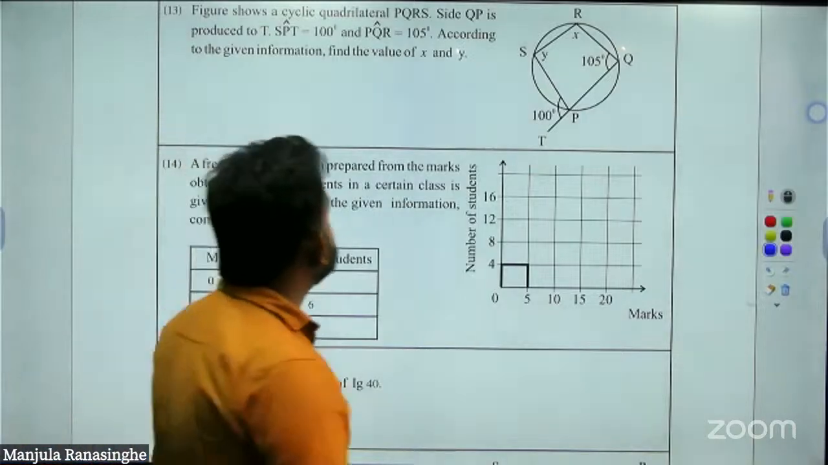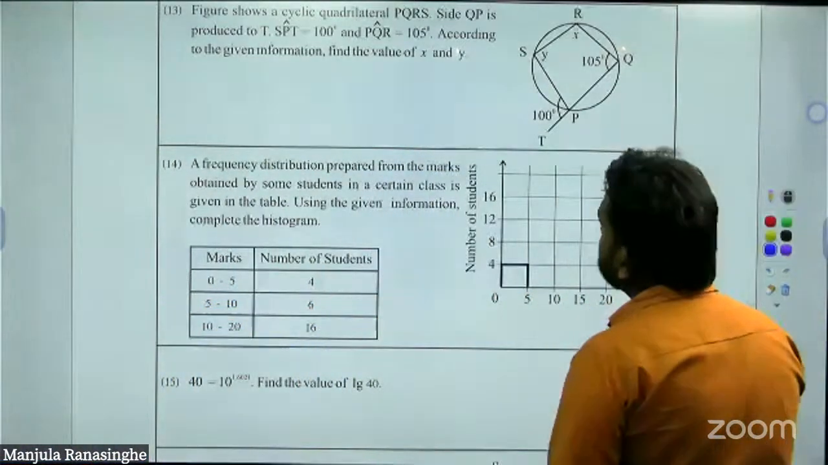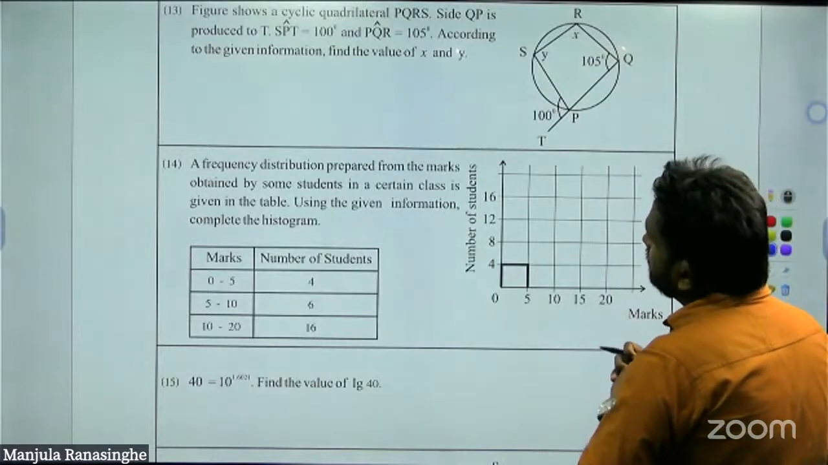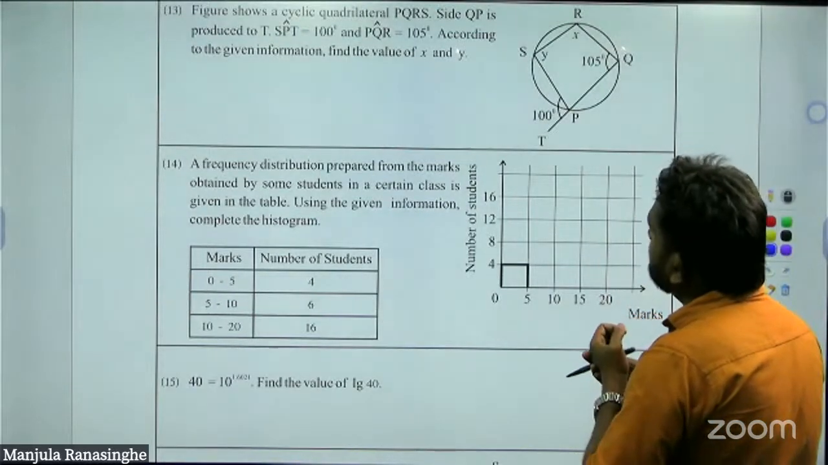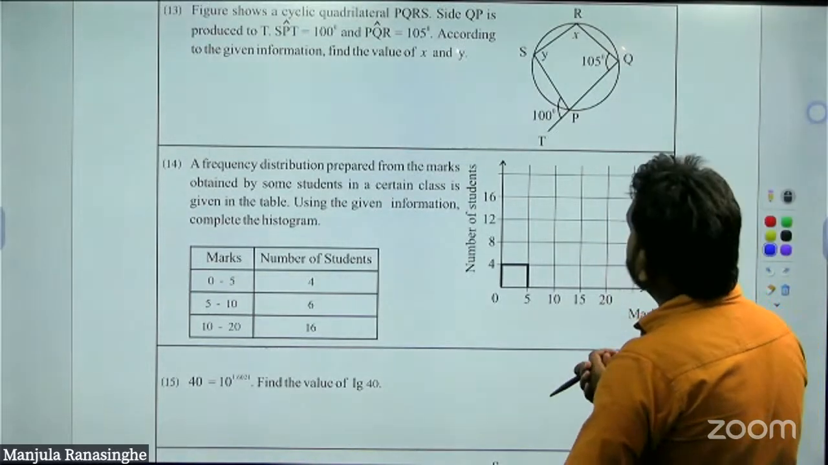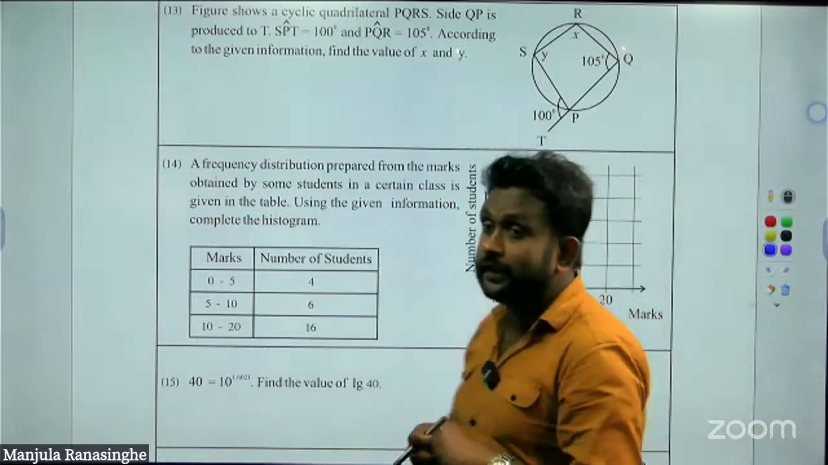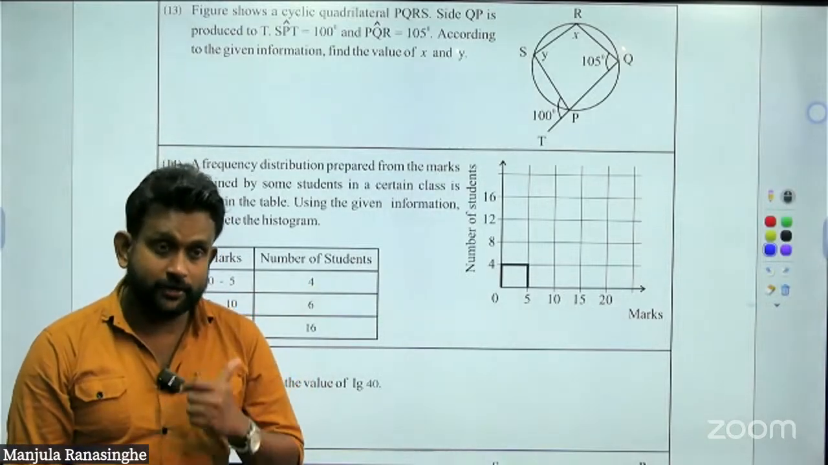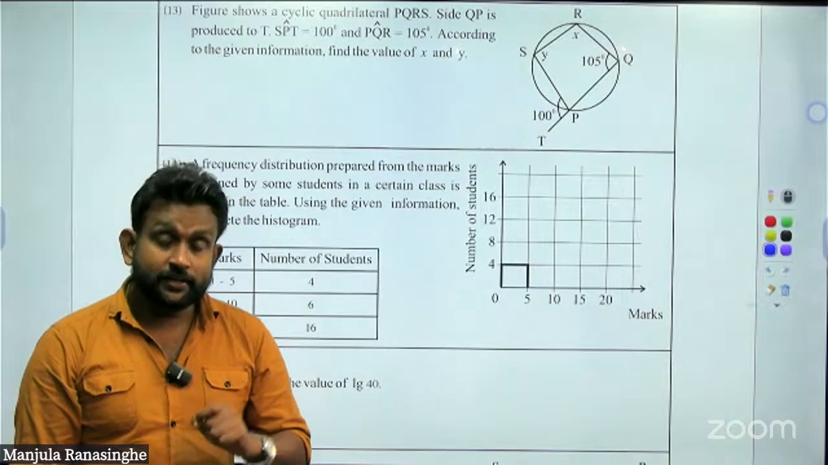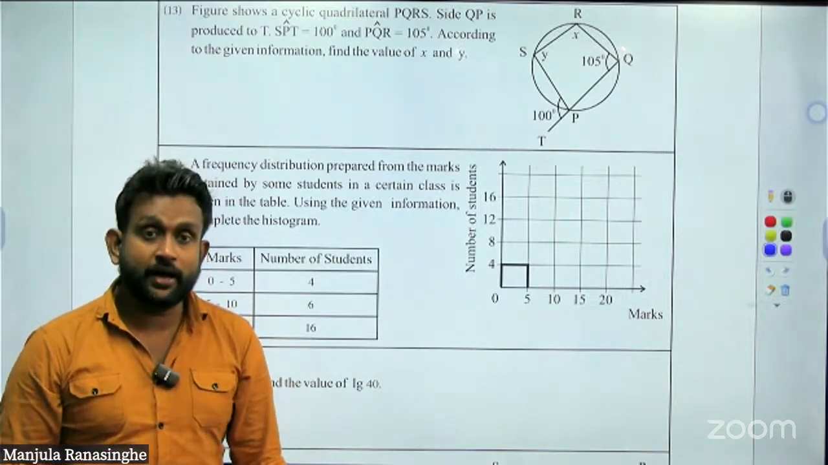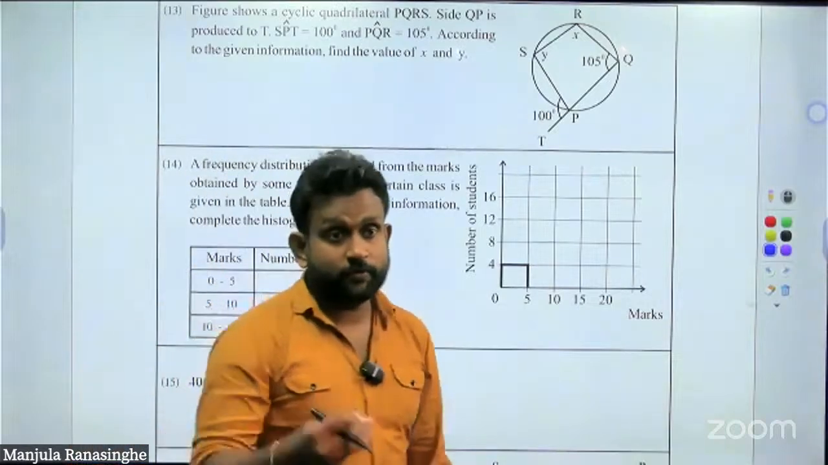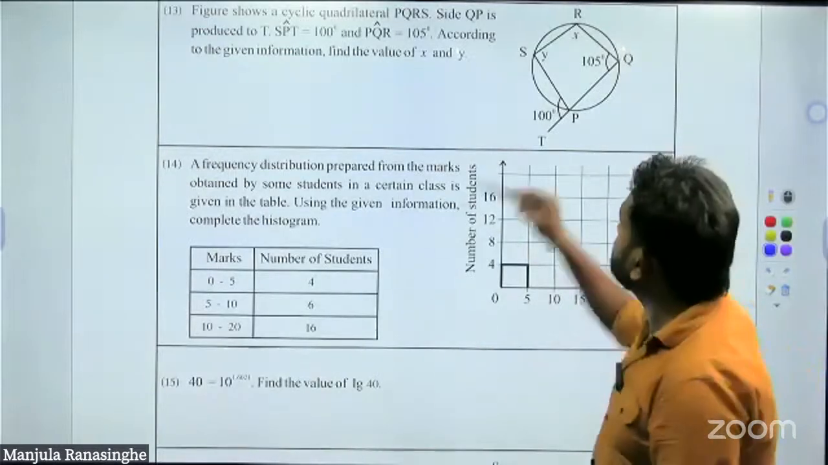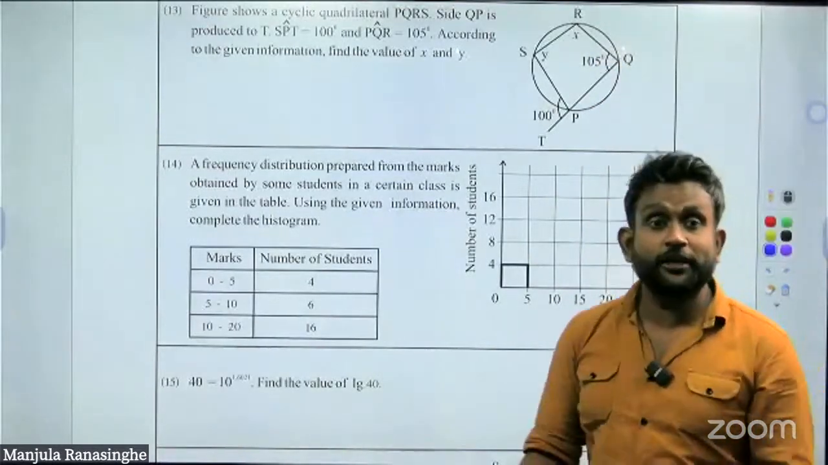The figure shows a cyclic quadrilateral PQRS. Side QP is produced to T. SPT equals 100, and PQR equals 105. According to the given information, find the value of x. Here it deals with cyclic quadrilaterals. You know that there are two theorems of cyclic quadrilateral in grade 11, third term we are learning. What are they? The opposite angles of a cyclic quadrilateral sum to 180 degrees, and the exterior angle equals the interior opposite angle, like the exterior angle theorem.